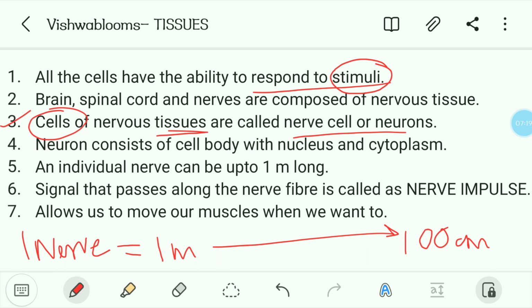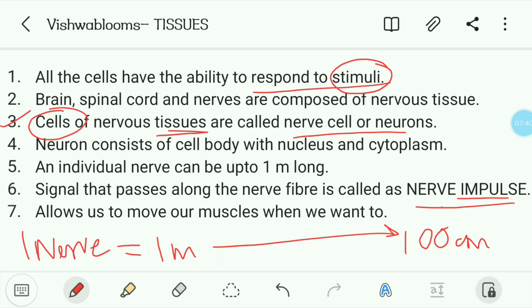The signal that passes through a nerve fiber is called a nerve impulse. The nerve impulse, this bit is very important. Even though it is a very small part, it is very important. The signal passing through each nerve fiber is the nerve impulse.